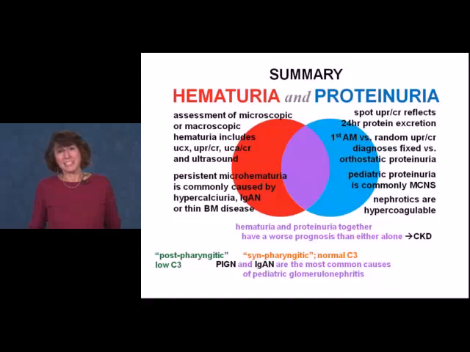Hematuria and proteinuria together have a worse prognosis than either one alone, and if they are present in the setting of a chronic disease, are going to lead to chronic kidney disease to some extent or another. And post-infectious GN and IgA nephropathy: post-infectious being post-pharyngitic with low complement levels, IgA nephropathy being synpharyngitic with normal complement levels. These two are the most common causes of acute GN in pediatrics.